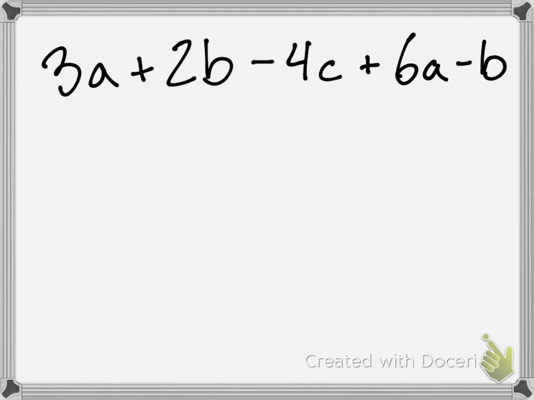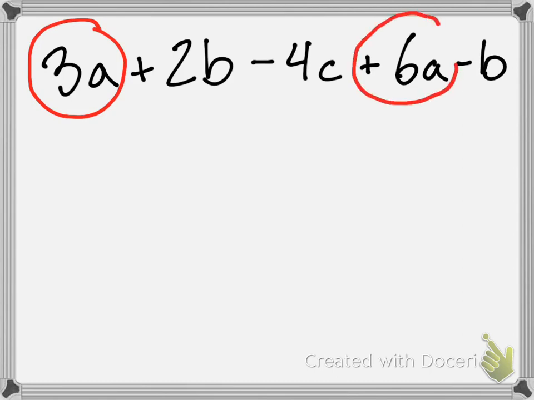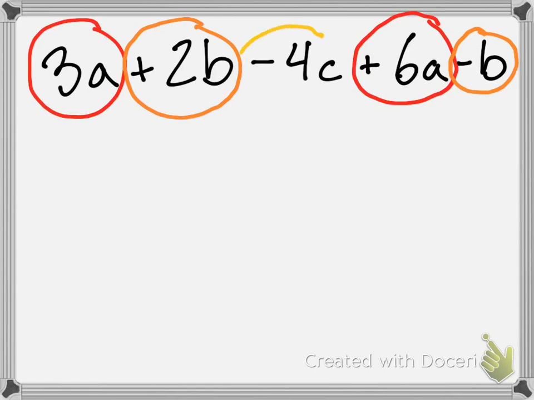Here, we have lots of different letters, but we have to combine the like terms. So for example, here we have 3a, and again, over here, we have another a. What's important to know is you always have to circle the operation that comes before the like term. You have to circle if it's addition, subtraction, anything like that. Then we look at our b's. Here, we have 2b, and we have negative b. Lastly, we look at our c's. We have negative 4c. So now we're able to combine the ones that are similar, and I've color-coded it for us.